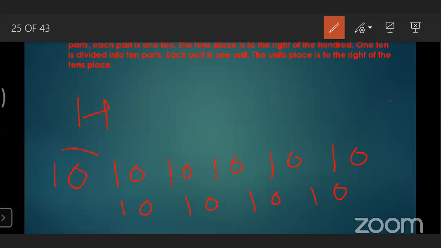So each part becomes 10, right? Each part becomes 10. And the 10 we are writing here, right? To the right side of the 100 place. Is it right? Yes, very good.